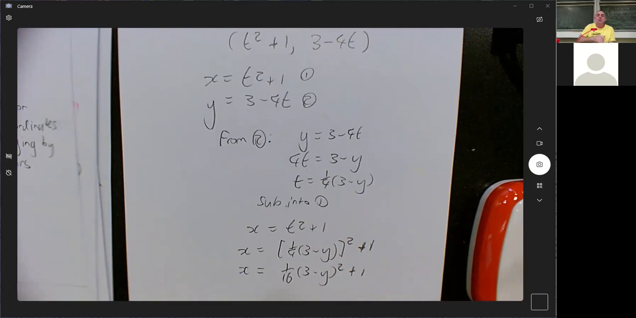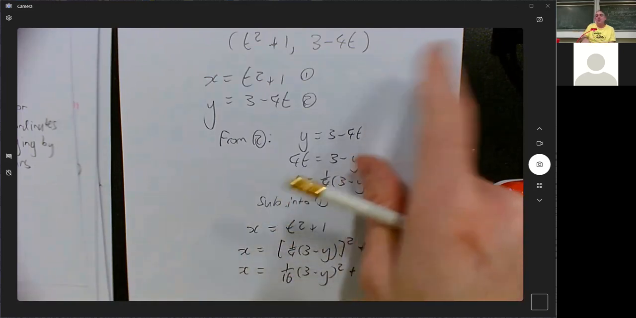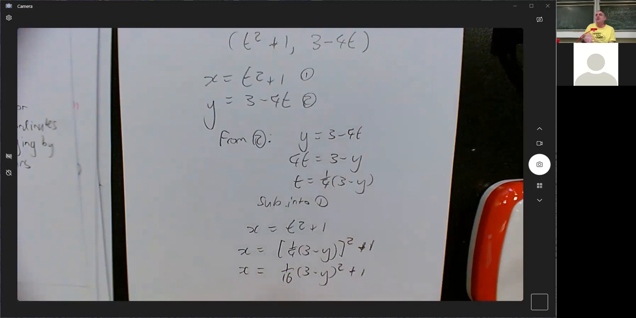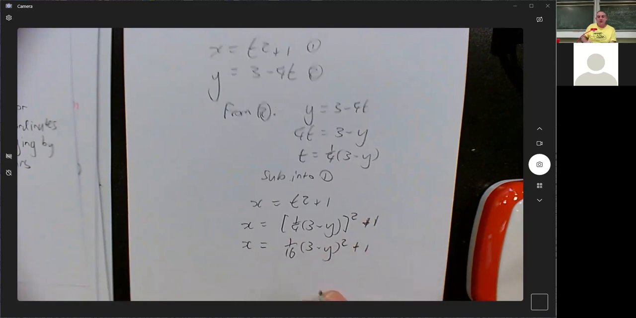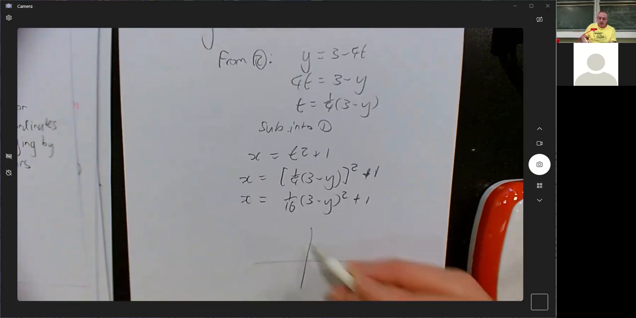Now, if t is only going from 0 to 1, I don't know which bit of this curve it is, but it's right. I will also point out this is a parabola. If it was y equals something with an x squared plus 1, that would be a parabola going this way, but it's actually going to be a parabola going this way somewhere. I don't know where it is.